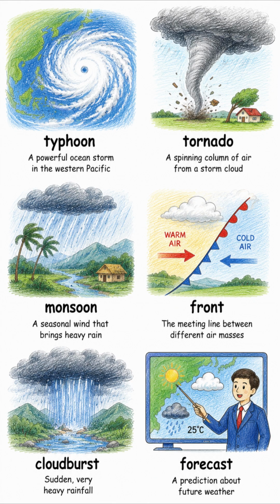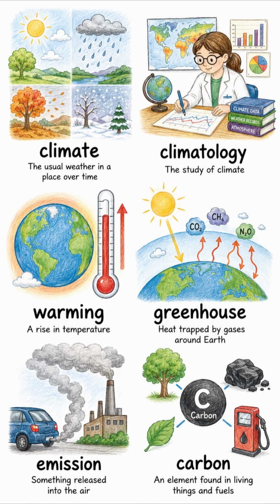Forecast, a prediction about future weather. Climate, the usual weather in a place over time. Climatology, the study of climate. Warming, a rise in temperature. Greenhouse, heat trapped by gases around Earth. Emission, something released into the air. Carbon, an element found in living things and fuels.